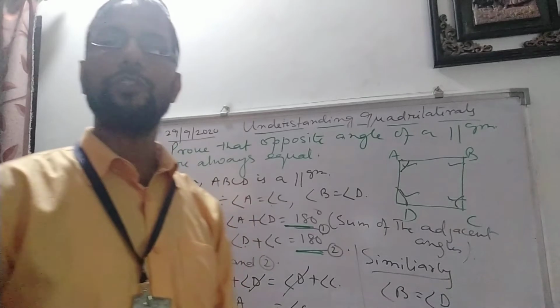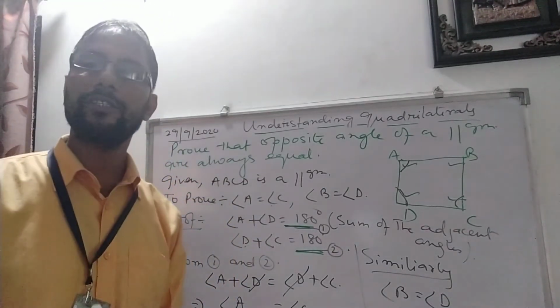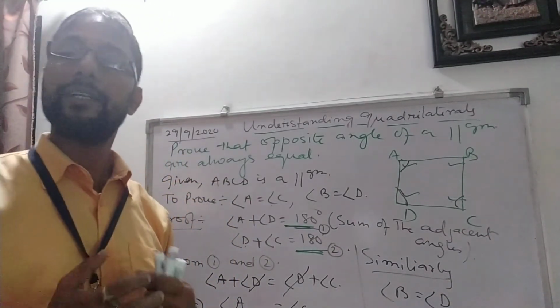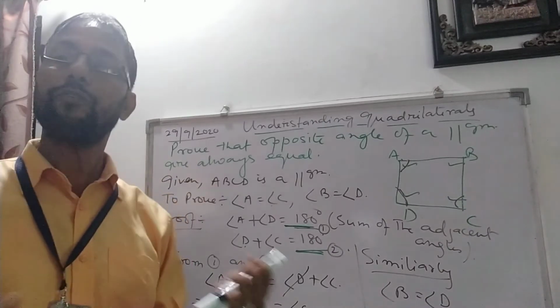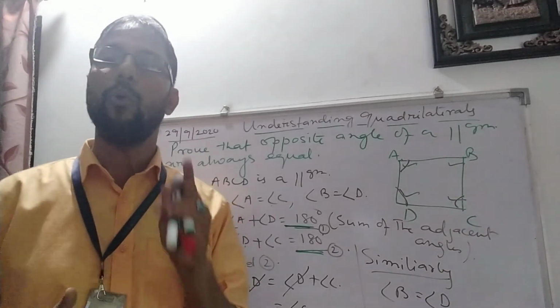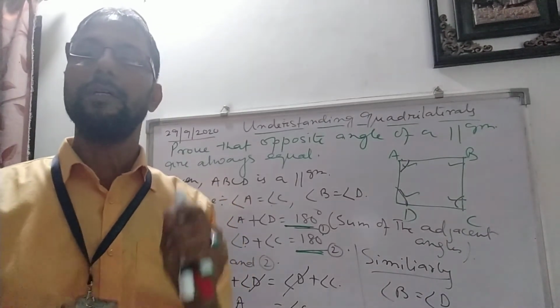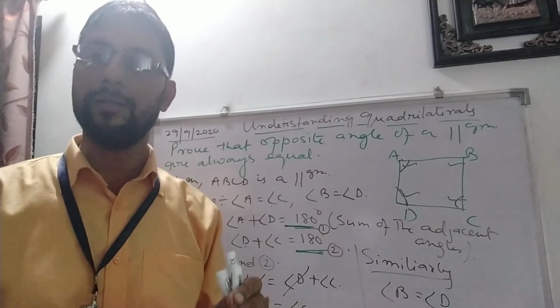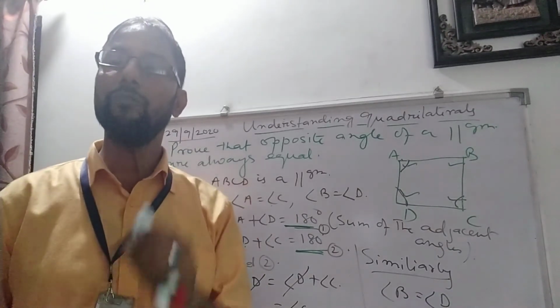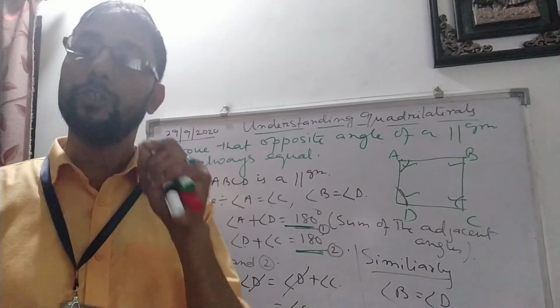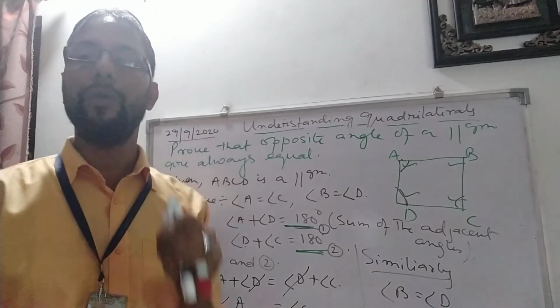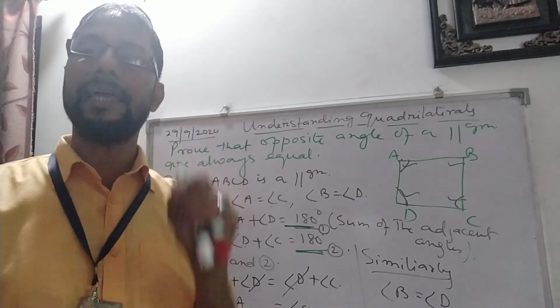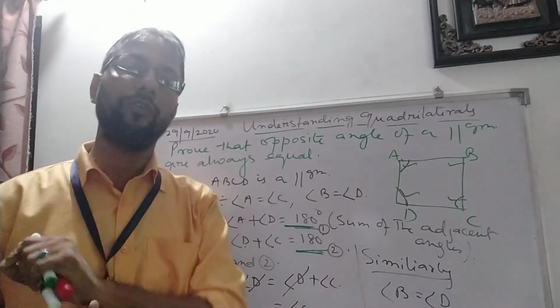I hope students you have understood this. Please go through the video, try to understand. What we have learned today, students: number 1, one sum on how to find the sides if you know the perimeter. Number 2, one theorem of a parallelogram, where we show that opposite angles of a parallelogram are always equal.